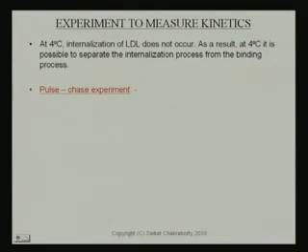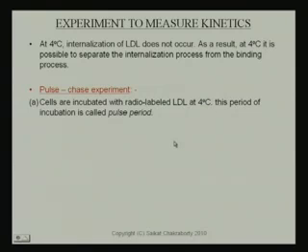In the pulse chase experiment, you have what is known as a pulse phase first. In the pulse phase, you reduce the temperature to 4 degrees centigrade, and as a result the internalization does not occur, and therefore, at 4 degrees centigrade it is possible to separate out the internalization process from the binding process. So, here is the step by step mechanism of this experiment. Cells are incubated with radio labeled LDL, basically you need some kind of label to be able to identify it, some fluorescence or something, at 4 degrees centigrade. This period is known as the pulse period.